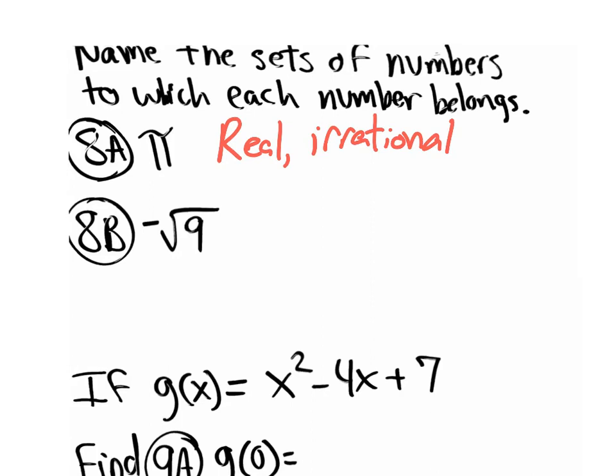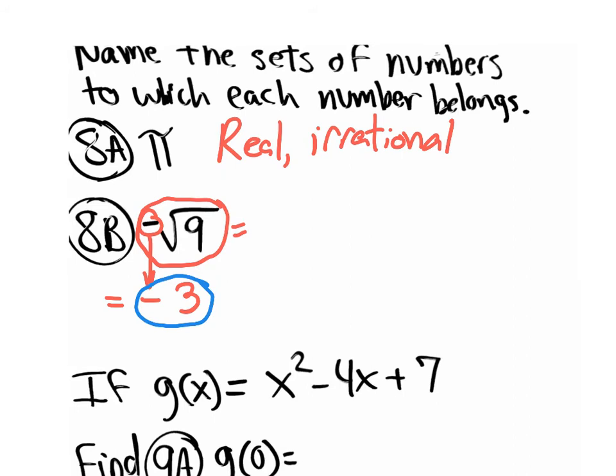Now, let's look at this one right here. The negative square root of 9, that really is negative 3. Let me write it down here. Negative comes down, and the square root of 9 is 3, so the answer is negative 3. So we're really classifying the number negative 3.